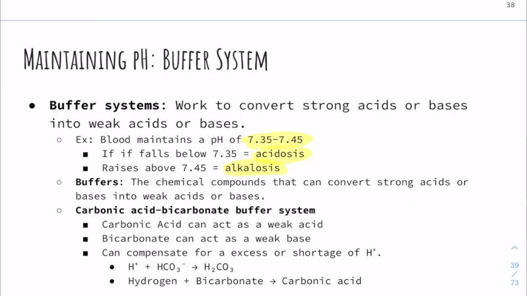A carbonic acid bicarbonate buffer system is a common buffer system found in the body. Carbonic acid can act as a weak acid, and bicarbonate can act as a weak base. They can compensate for the excess or shortage of hydrogen. So if we have H plus and HCO3 minus, we can make carbonic acid. HCO3 minus is bicarbonate. Those combine together to give us carbonic acid, which is where our carbonic acid bicarbonate buffer system comes into play. It makes sure that we do not keep strong acids or strong bases in our system for very long.